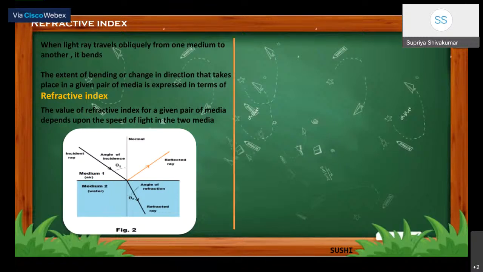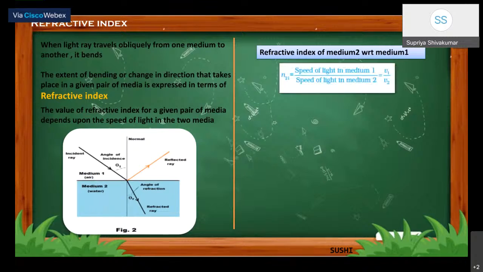What are they? The first one, refractive index of medium two with respect to medium one. What we usually get confused about is refractive index of medium two with respect to medium one, and refractive index of medium one with respect to medium two. We think they are the same, but it is not. You have to be very specific in understanding this concept and also expressing this concept in terms of a formula. What does it say? See here.